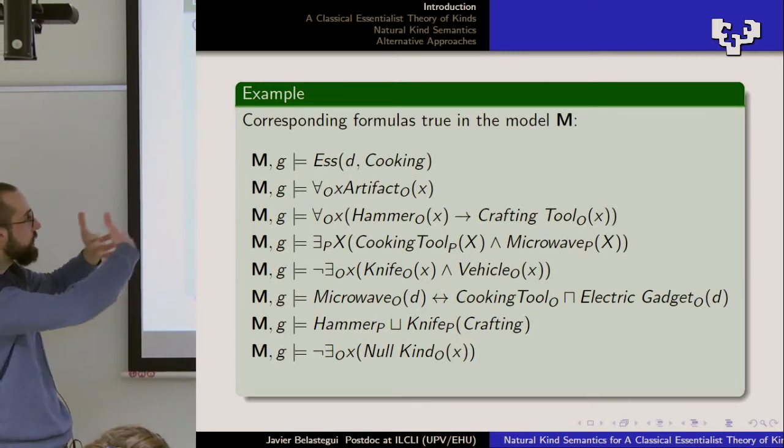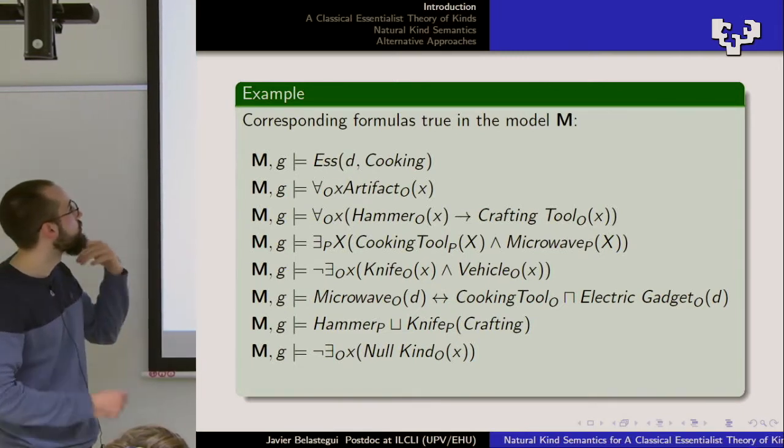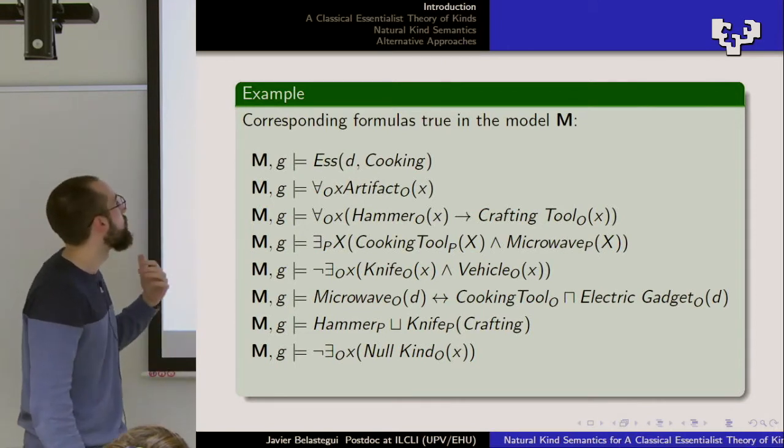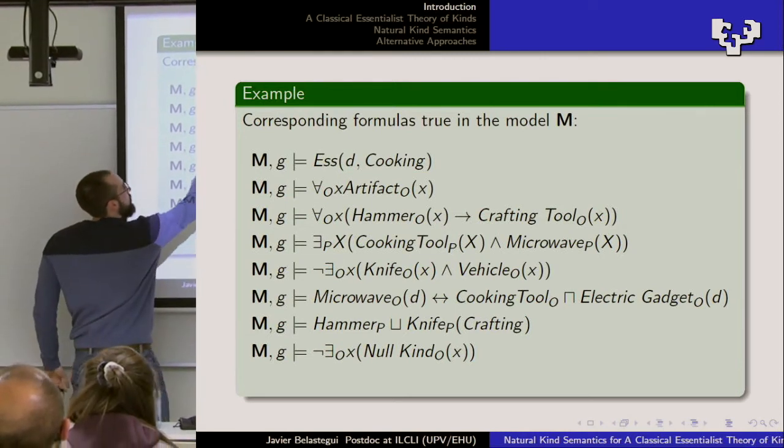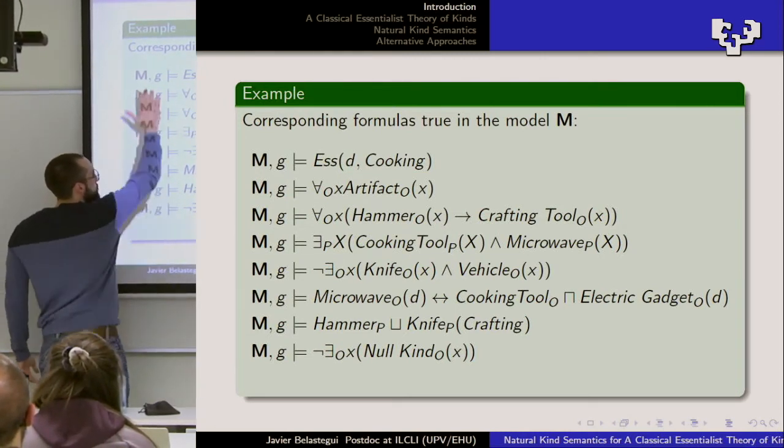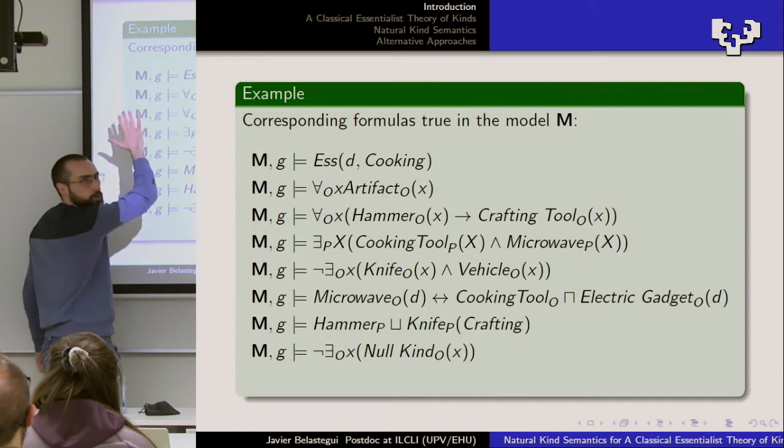Okay. So here's what it will look like from the logical point of view. We just translate these natural language sentences into logical formulas. For instance, everything is an artifact is represented as, just forget about this, simply means that it is true in the previous model, in the example.